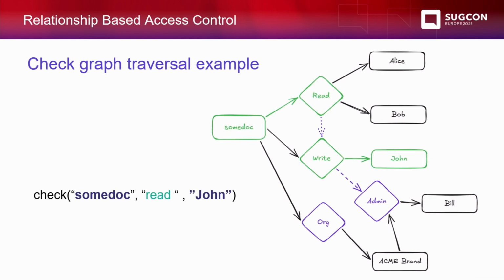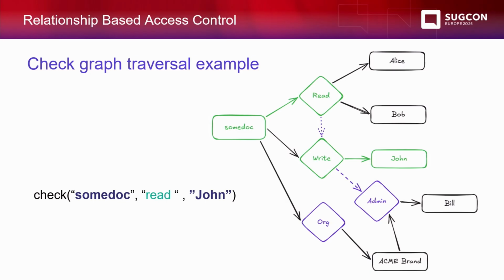And so let's have an example of how a permission check works. So say John wants to read a document. So what happens behind the scenes? The system tries to find a unidirectional way from the document to the user via the read permission. And as you can see on the green nodes, yes, we have this unidirectional way: some document, read, and John.